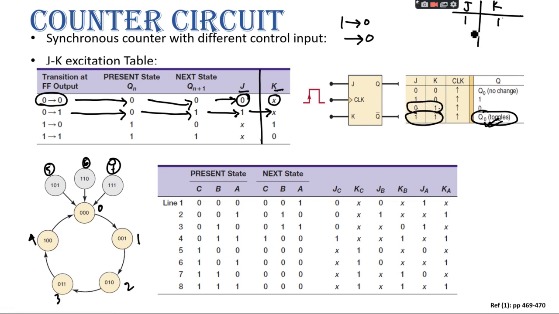If I put 0, 1 here, now you can conclude J's value can be either 0 or 1, so it should be don't care, right? And K's value should always be 1, right? Yes, sir. So as you can see, for the third case, J's value can be don't care, but K's value should be 1, right?